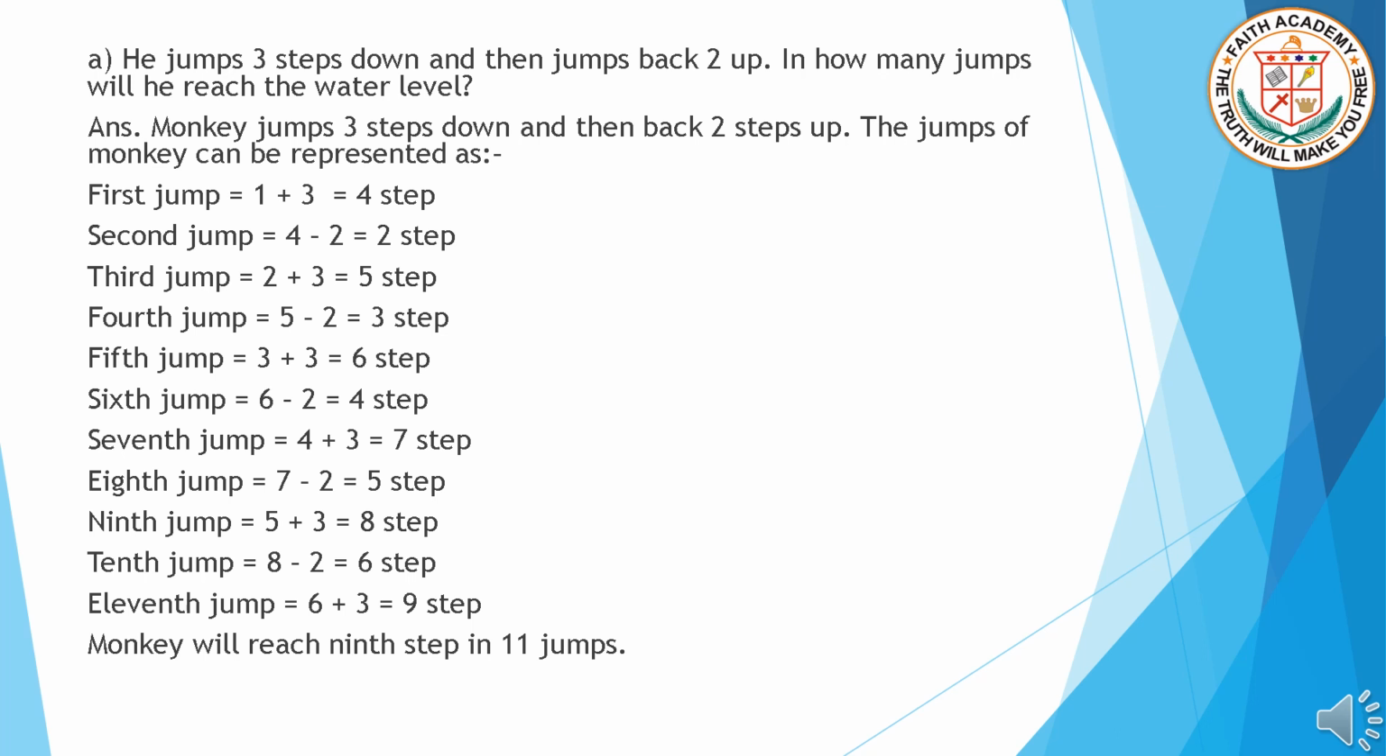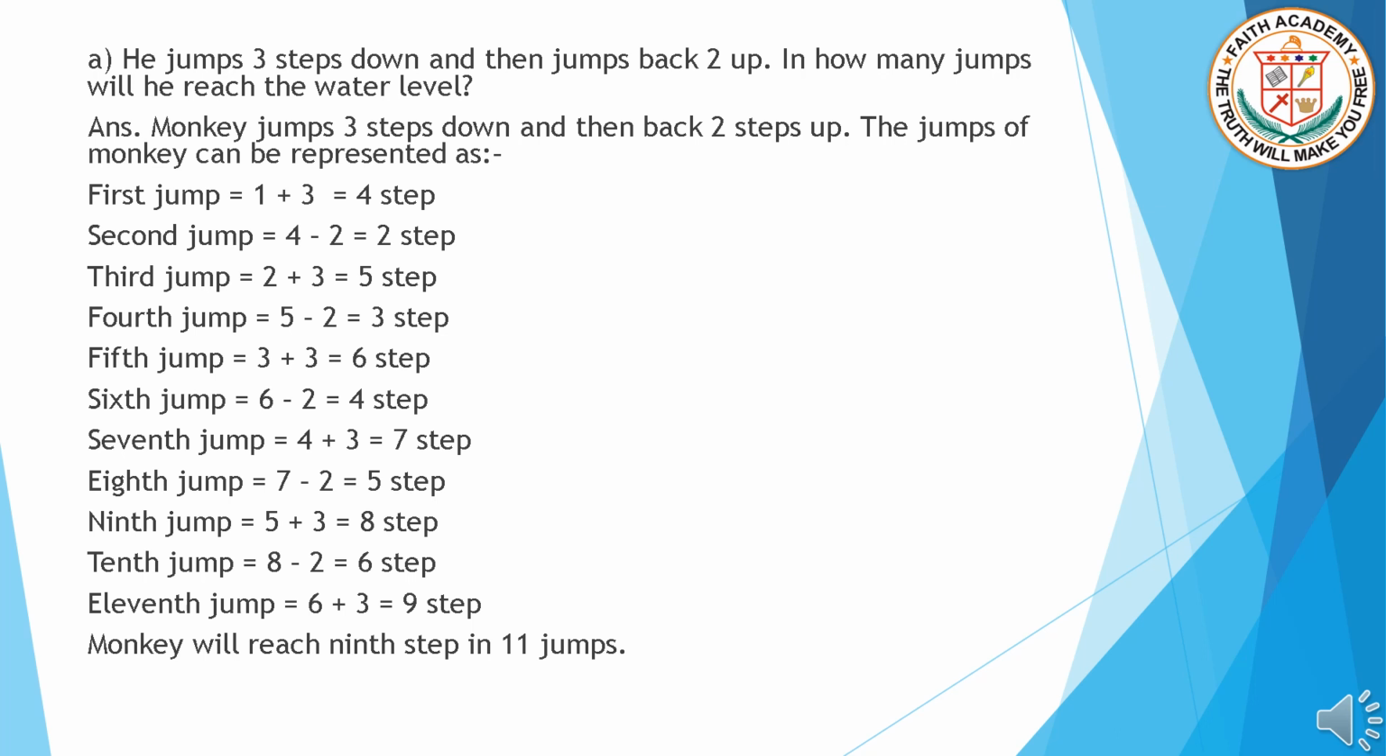Now he'll go up again. So in the 4th jump, from the 5th step, he moves 2 steps up, and so he reaches step 3. Then again from the 3rd step, on his 5th jump, he moves 3 steps down, which means now he has reached the 6th step.